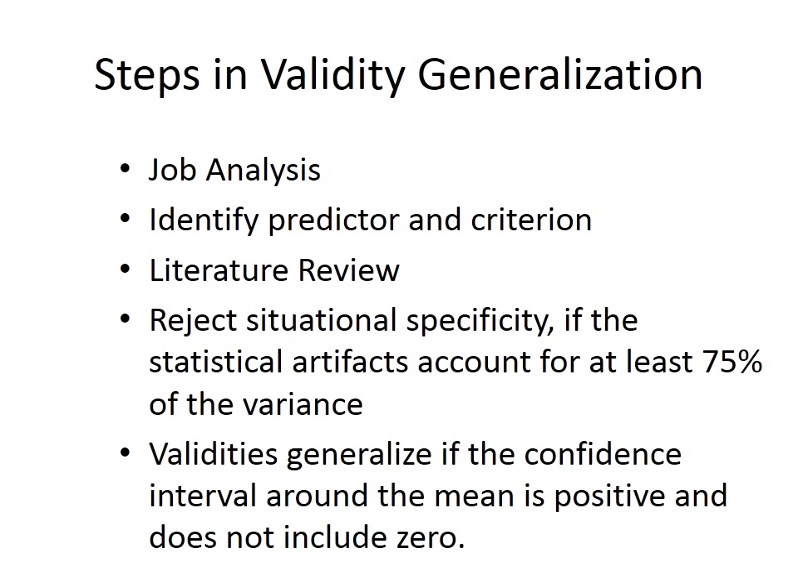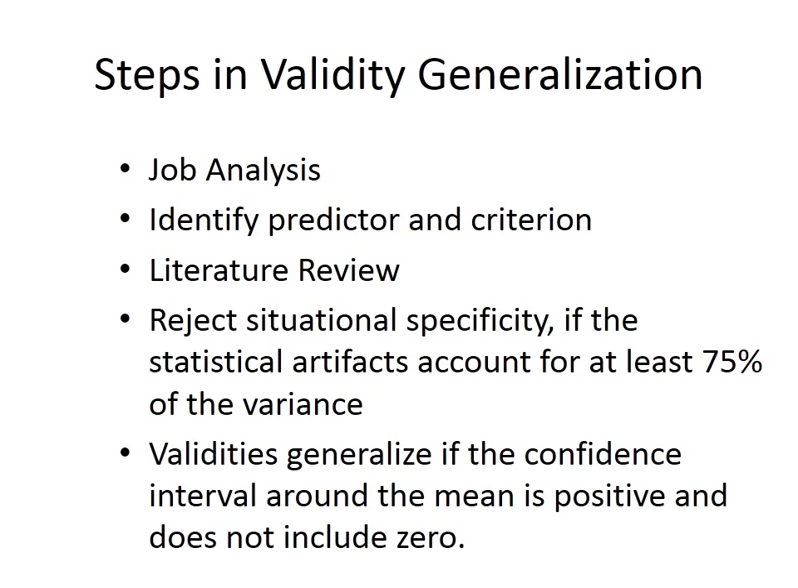So the first thing we need to do to be able to reject situational specificity, in other words, say, yes, this measure does generalize across locations and jobs, is that the statistical artifacts themselves, those are all those differences between the studies, are accounting for at least 75% of the variance that isn't being predicted by the predictor and the criterion. So validity is generalized if the confidence interval around the mean is positive and does not include zero.